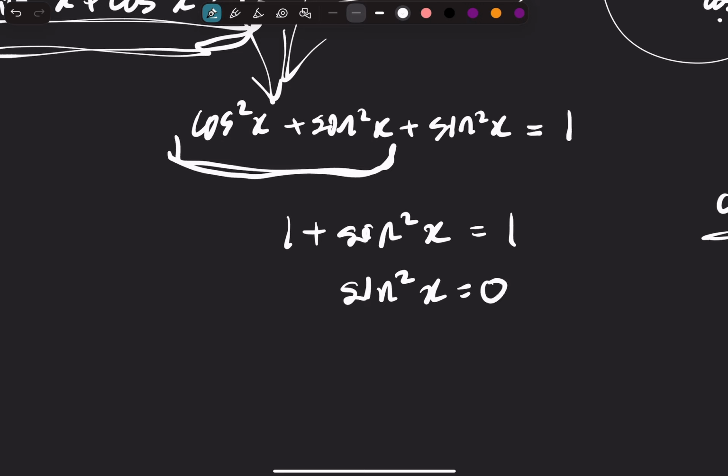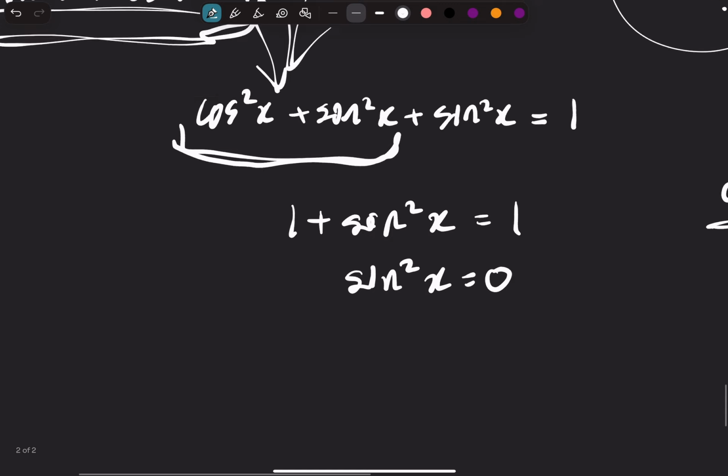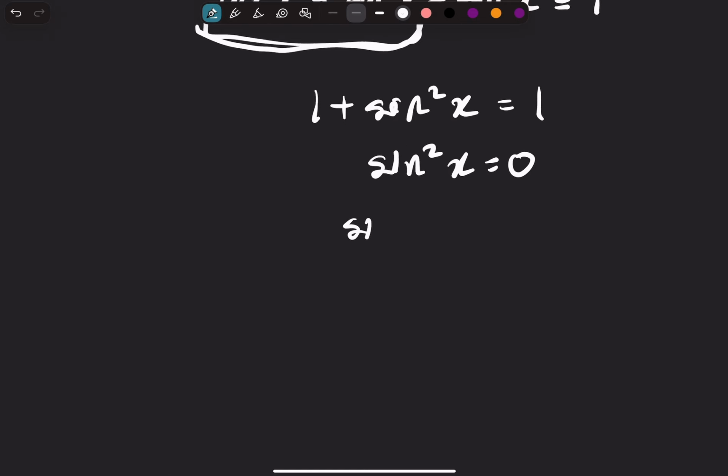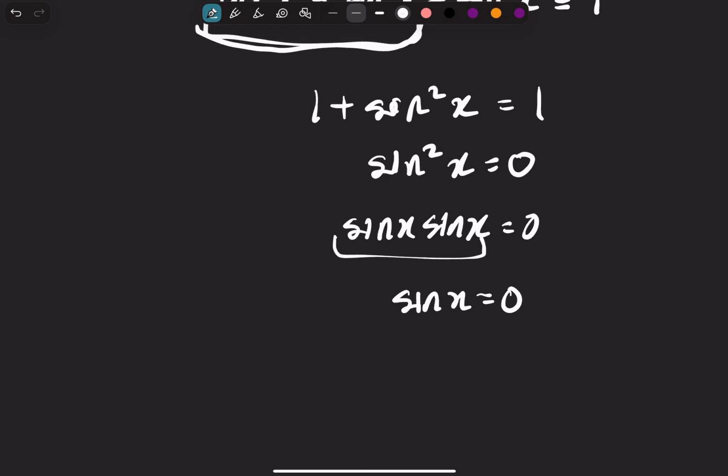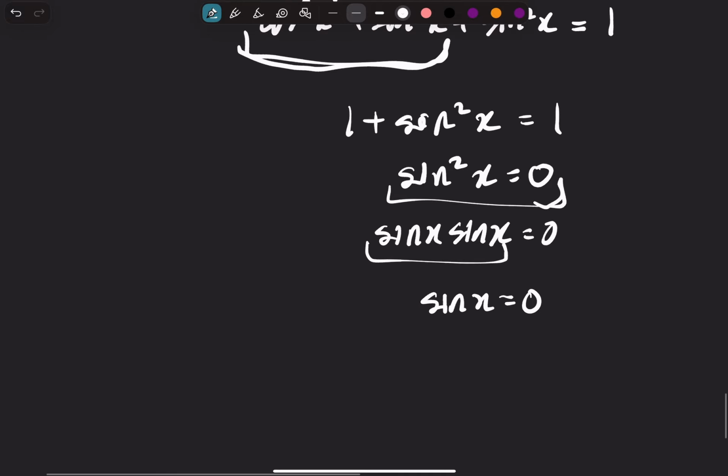Now, this is the part where it gets slightly more complicated. Sine squared is the same as sine x times sine x, and we need that to be equal to 0. So sine of x times sine of x must equal 0, which means that since they're the same, they must both be equal to 0. So we can simplify that and say sine x equals 0. Alternatively, you could have just taken the square root of both sides and got sine x equals 0.